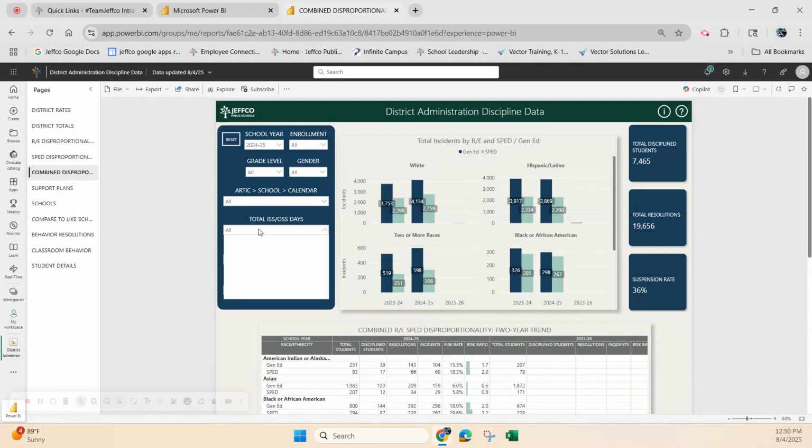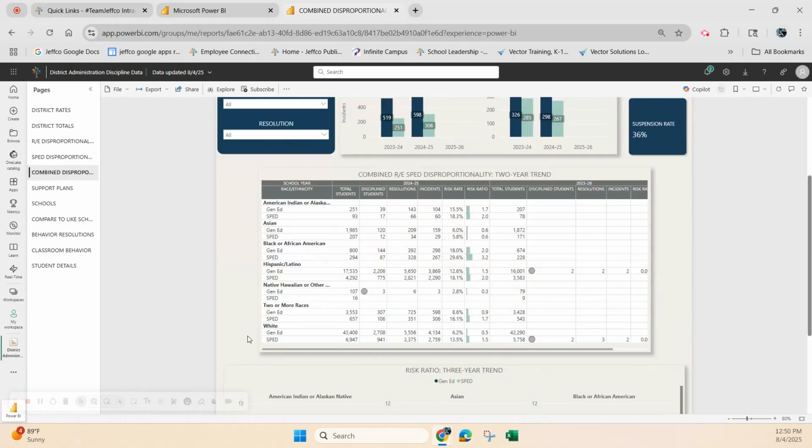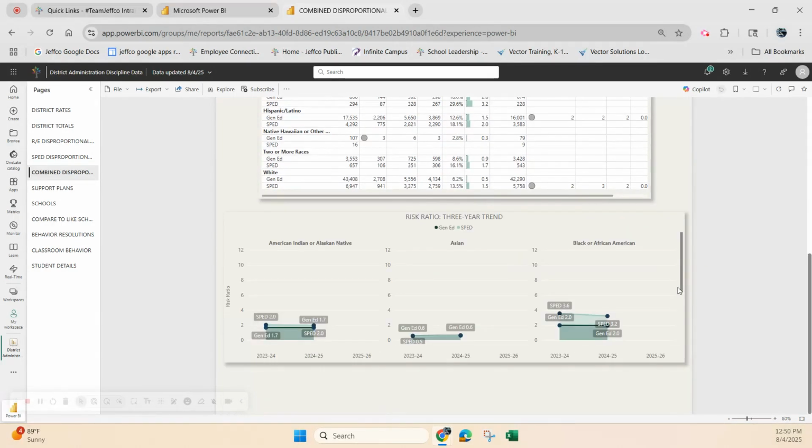So again, this tab, I'm not going to talk about right now, but I will do a separate video tour that is more specific just to that. But you can sort by specific type of behavior or resolution, and you can see that it breaks it down here by race, ethnicity, and general education and special education.